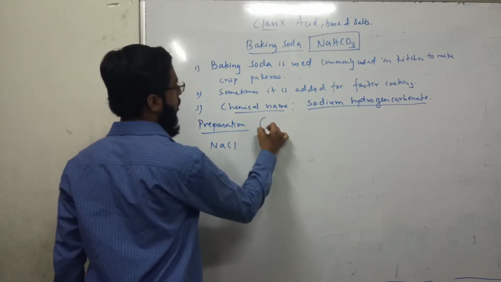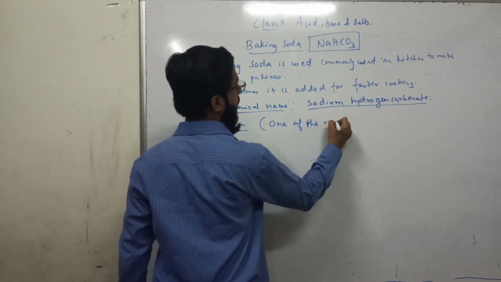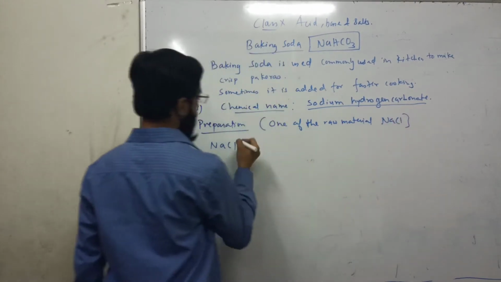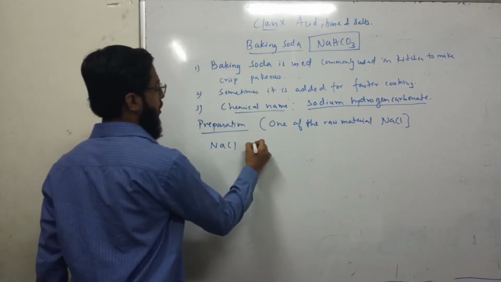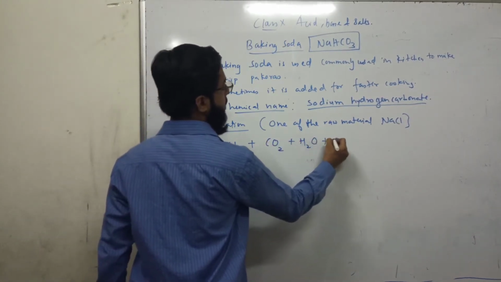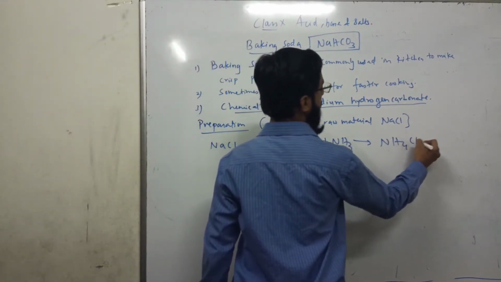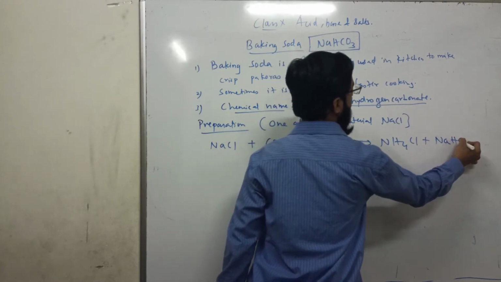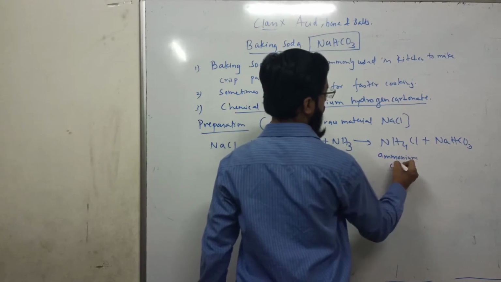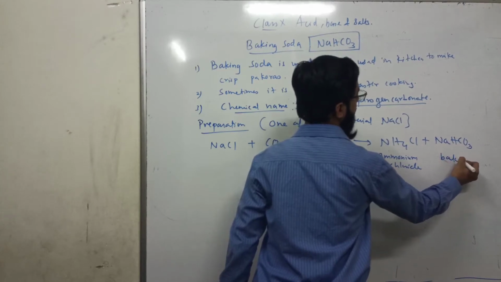One of the raw materials is NaCl. So we use sodium chloride, which we already talked about, carbon dioxide, water and NH3, and it forms NH4Cl and sodium bicarbonate, that is, ammonium chloride and baking soda.